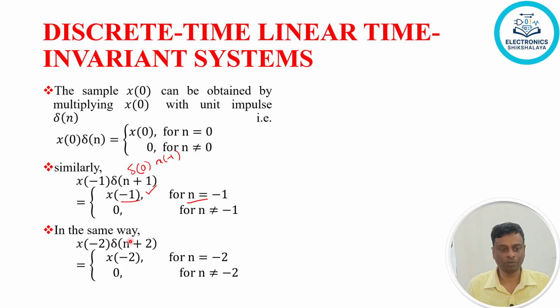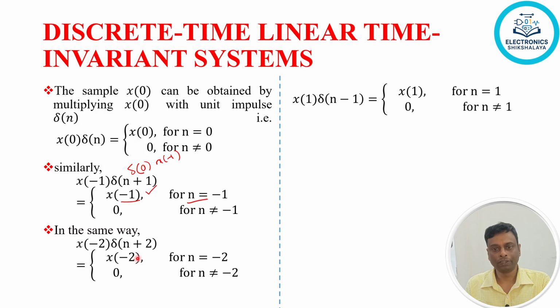So if we put here minus 2, that will be del of 0. So we can get there x of minus 2. Similarly, x of 1 also can be written as x of 1 into del of n minus 1.